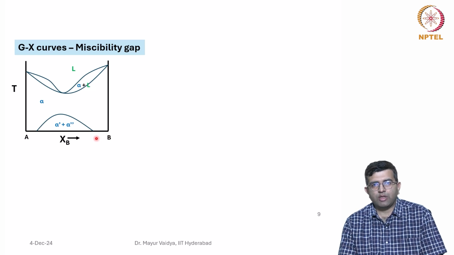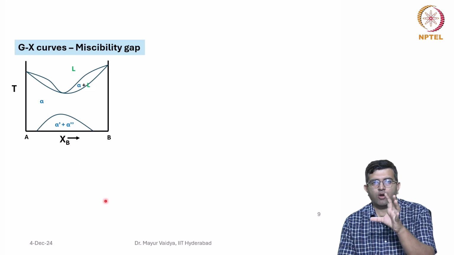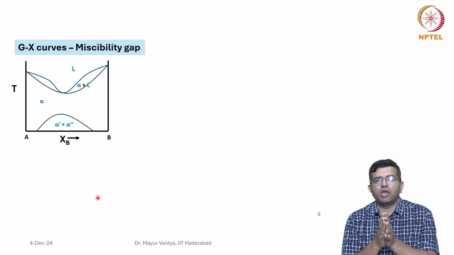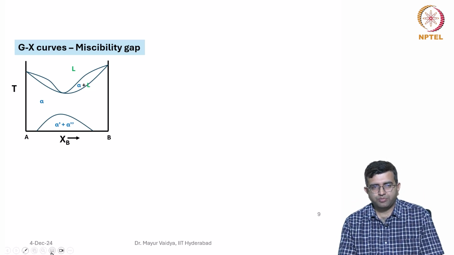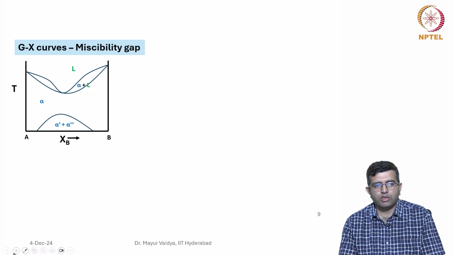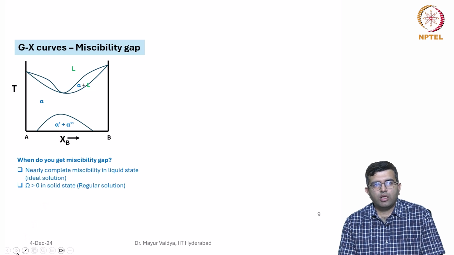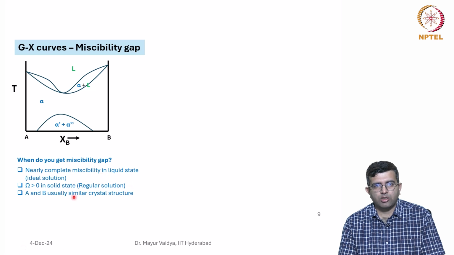In copper nickel, when you see the phase diagram, you will see that there is a miscibility gap, and usually alpha prime and alpha double prime have a similar crystal structure as alpha. So, there is only a gap in miscibility. It is not that these systems are completely immiscible. There is a gap at certain temperatures and compositions at which the single phase alpha is not stable. As I said, you usually get a miscibility gap under this condition: complete miscibility in liquid, omega greater than 0, and A and B usually have a similar structure.